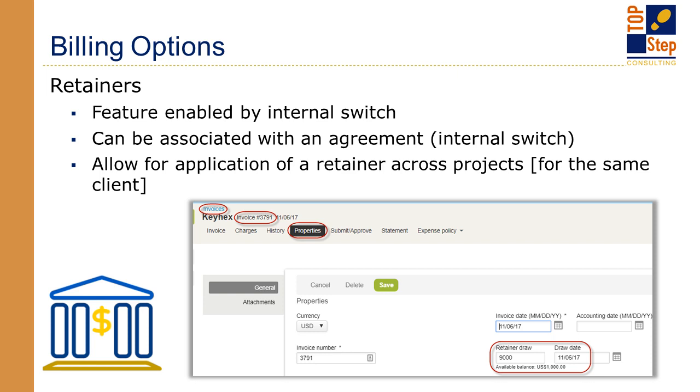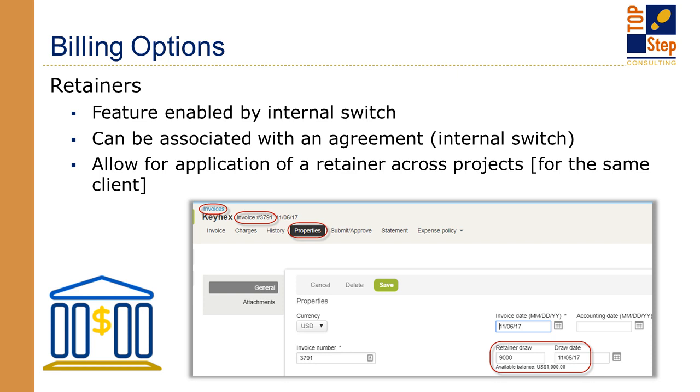Retainers. Again, I touched on that invoice there. These are enabled by an internal switch to enable this feature. It can be associated with an agreement. However, it doesn't have to be. And that agreement really just puts a linear relationship into place if you want to make sure that your retainer is sticking with the same project, for example. And then your retainers allow for application of that money across projects, obviously for the same client.